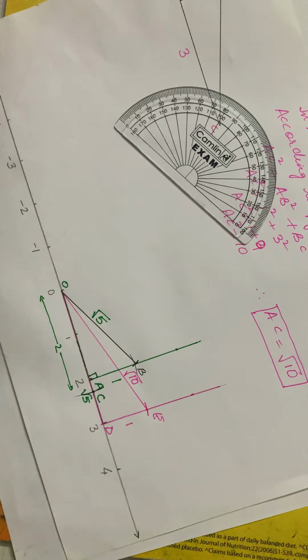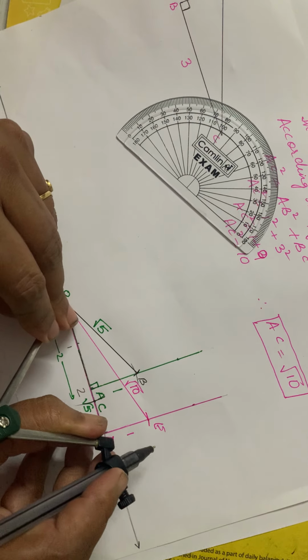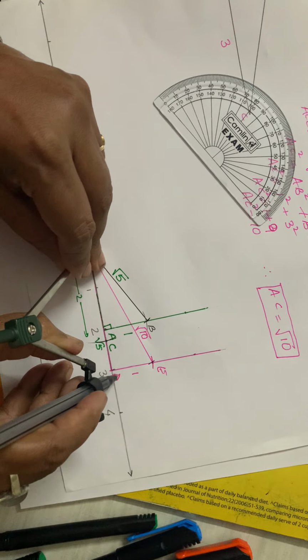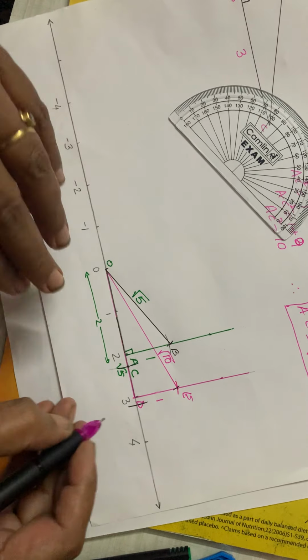To show it on the number line, the same process I will continue. From O, I will mark up to point E. Continue this. And this will be my square root of 10.